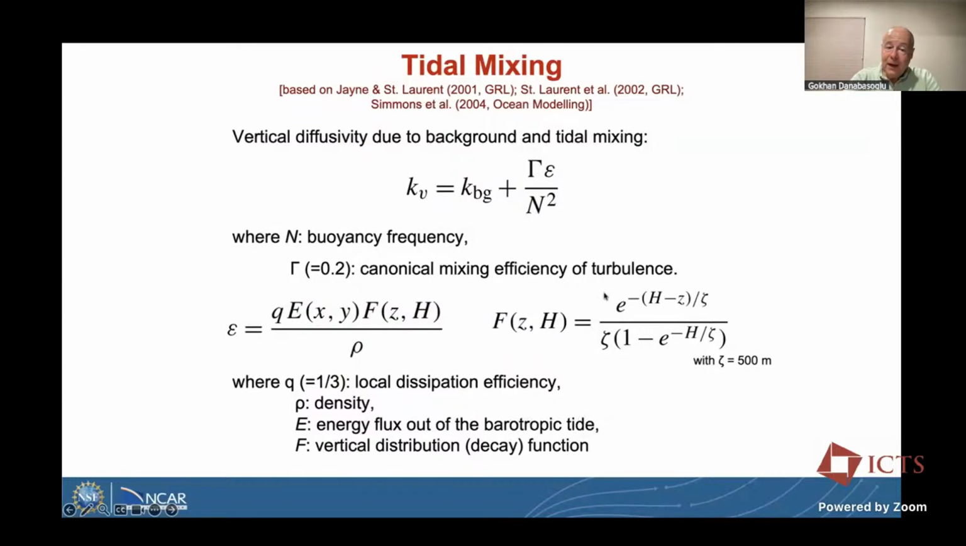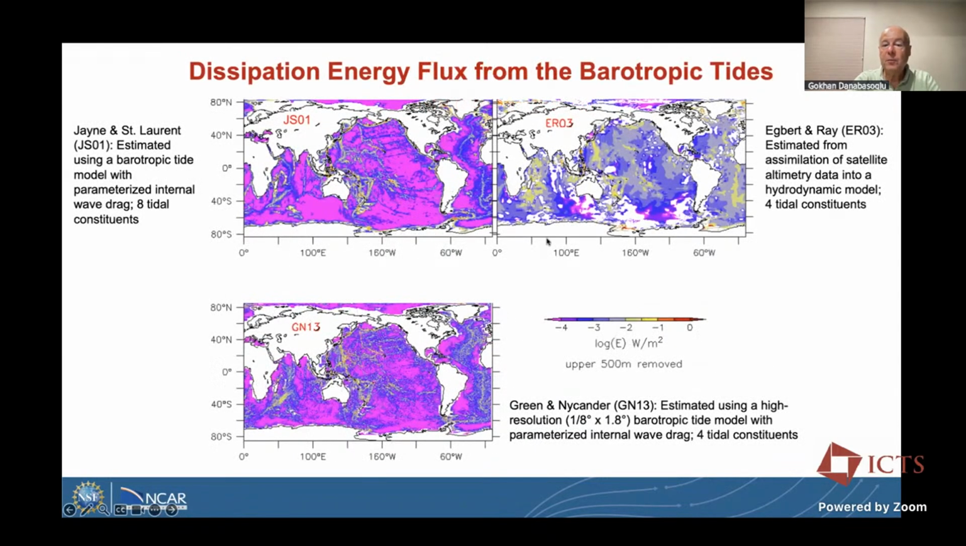This parameterization is extremely sensitive to what energy field you use for dissipation, and also how you regularize your equation. I'll come back to regularization in a second. This is showing three examples of available energy that you can input into the model. Depending upon how they obtain these, there are quite a bit of differences between these energy fields. So this will impact your results.